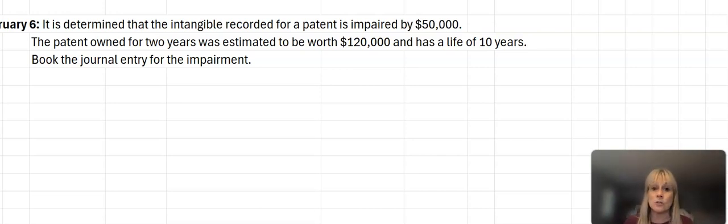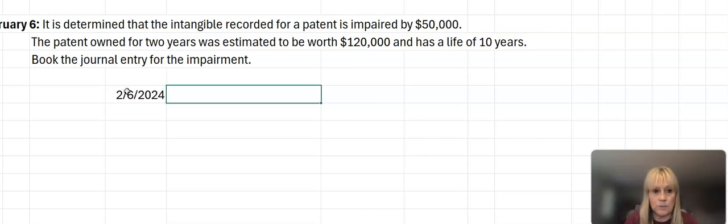So the patent was owned for 2 years, and it was estimated to be worth $120,000 and has a life of 10 years. Right now, to do this impairment entry, that's not really information that we're even going to need at this point in time. So we want to book the journal entry for the impairment. We've got our date, we'll put our date in there. I don't know what year it is for that. I'm going to use 2024. You can look on your problem and see what year is being used so you get the right year on those dates.